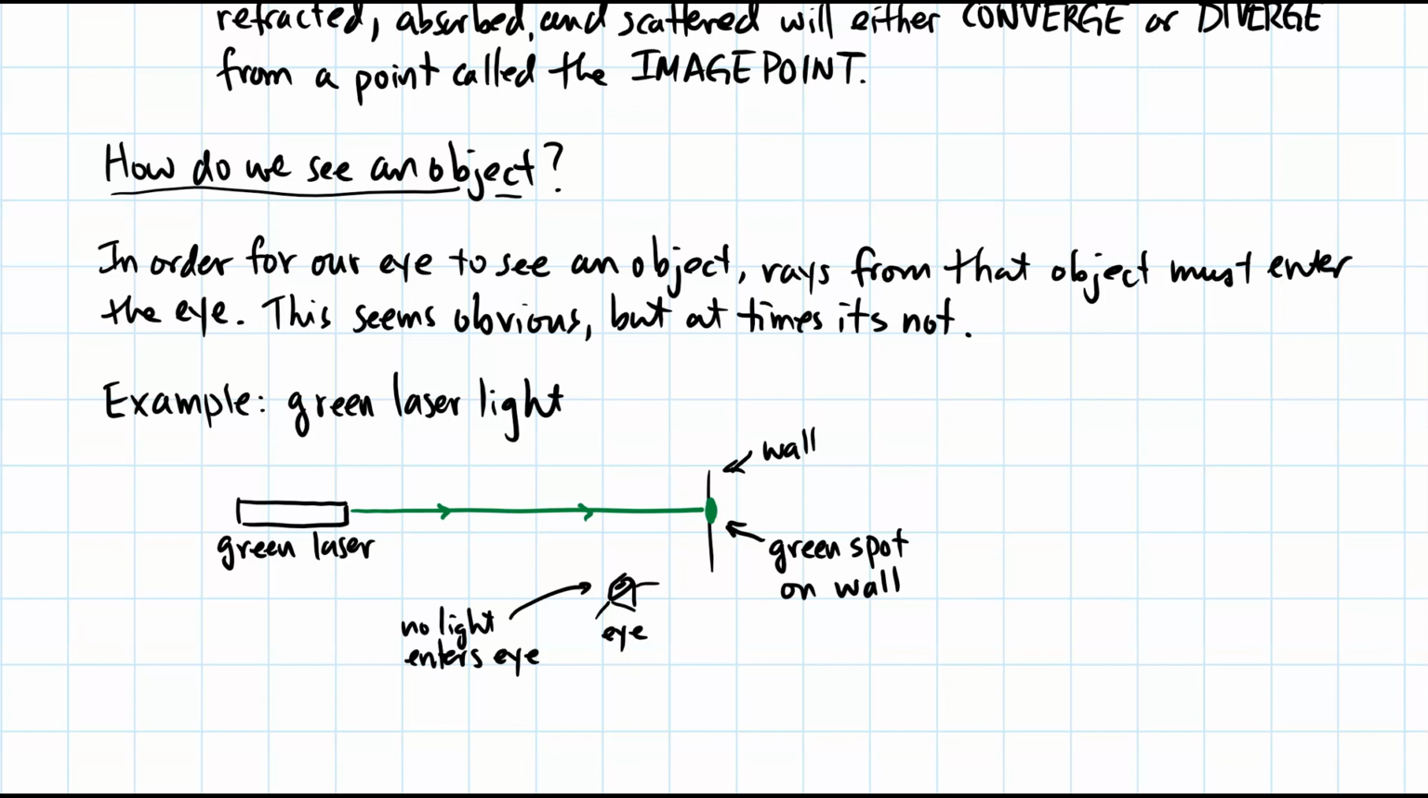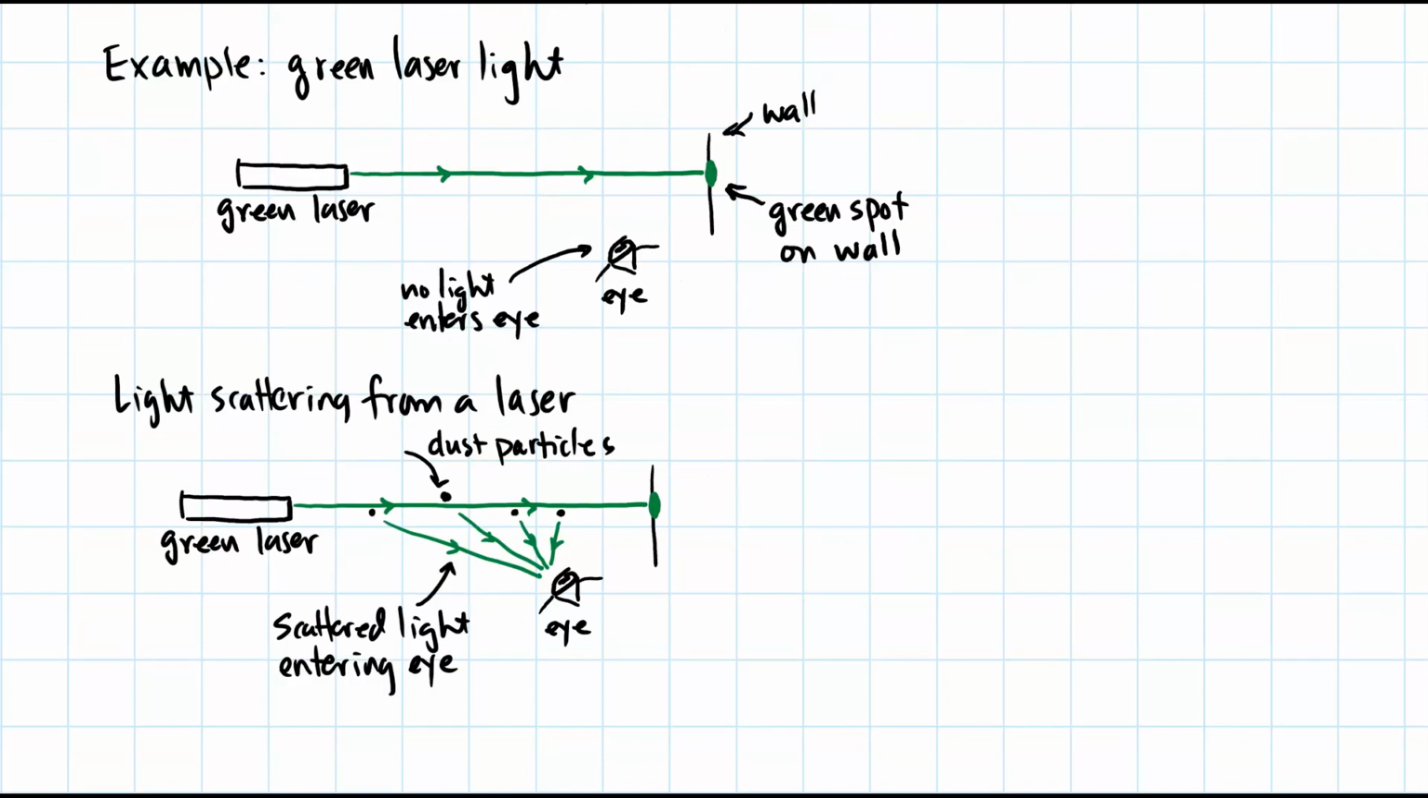If laser light travels in a straight line, then since no light will go into my eye, the laser that we see is typically a green spot on the wall. In order to see it, we need to put particles into the air so that light can scatter off of those particles and into your eye. If I now spray the air with dust particles, light can scatter off of these dust particles, and that scattered light will then go into my eye, and we then see the laser.